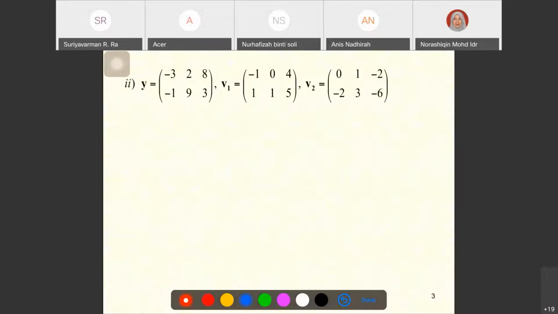Number 2. Is y a linear combination of V1 and V2? Do the same thing. I want to see some answers. Put them on the WhatsApp group.